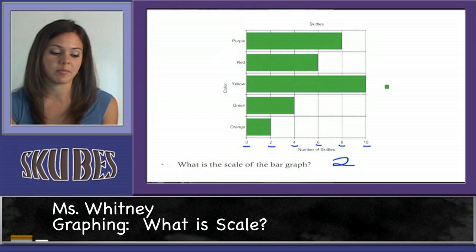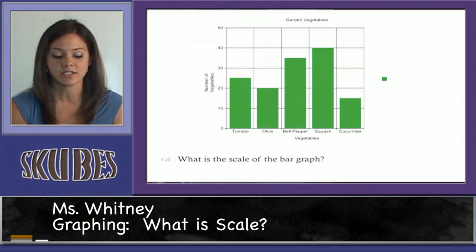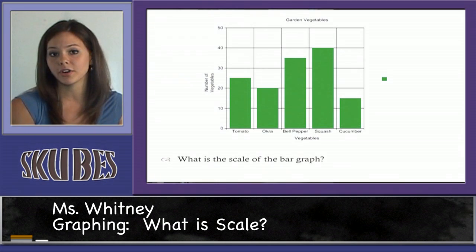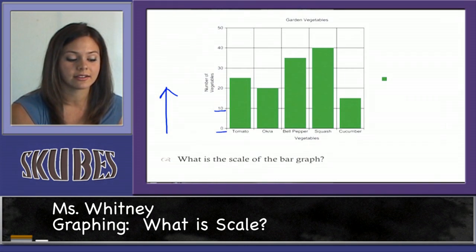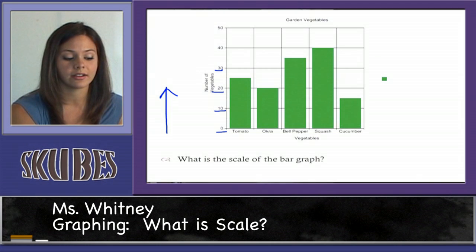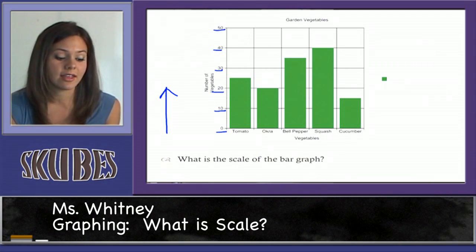And here's our last example. On this graph, we're looking at the number of different garden vegetables. This graph is going vertical, which means it is going up and down. So the numbers are on the side. We have 0, 10, 20, 30, 40, 50. As you can see, we're counting by 10. The scale of this graph is 10.